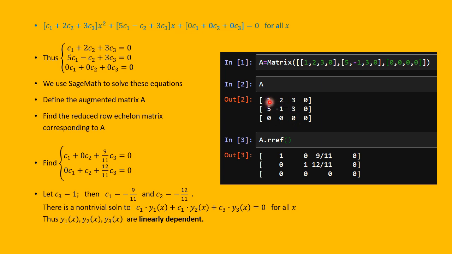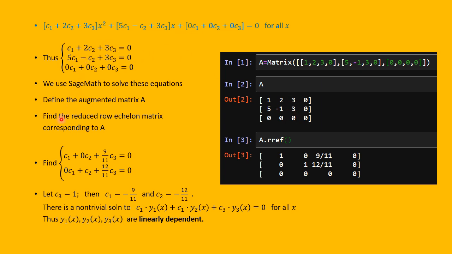Notice that the first row, 1, 2, 3, 0, corresponds to what we have here. The coefficients 1, 2, 3, and 0, the constant on the right-hand side. This second row of A comes from the second equation, similarly, and this third row of A comes from this third equation. So this gives us our augmented matrix for this system of equations.